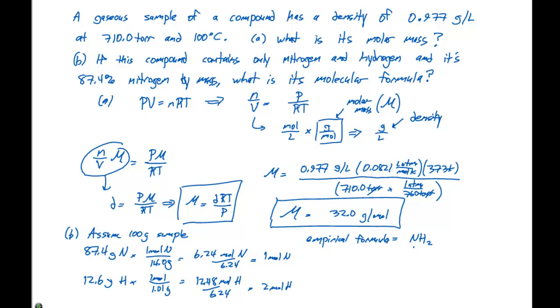To determine the empirical formula weight, we know that nitrogen is 14 grams per mole and hydrogen is 1 gram per mole. We have 2 hydrogens, so we multiply and add, and we get 16.0 grams per mole for our empirical formula weight. We're trying to determine the molecular formula. We know the molecular weight is 32.0 grams per mole, and the empirical formula weight is 16.0 grams per mole, which gives us a factor of 2. So we take our NH2, multiply by 2, and that gives us a formula of N2H4.